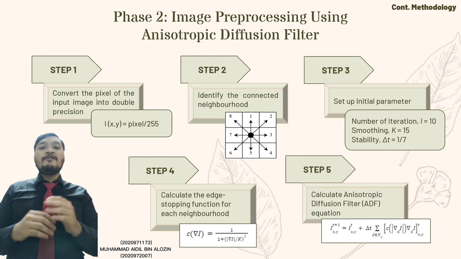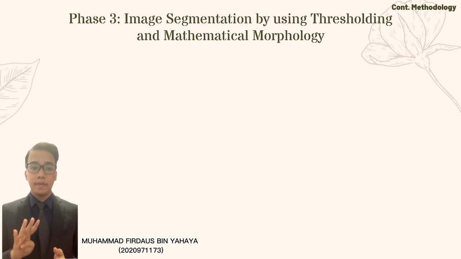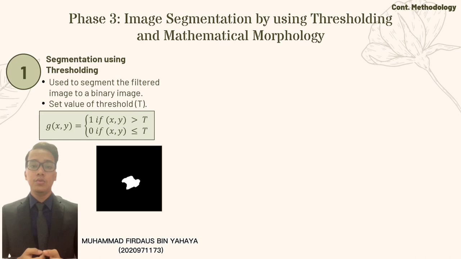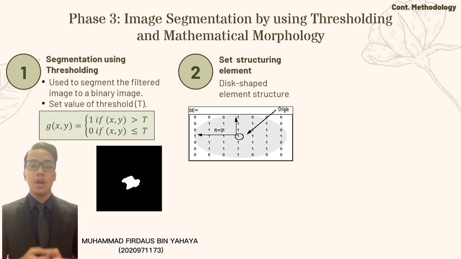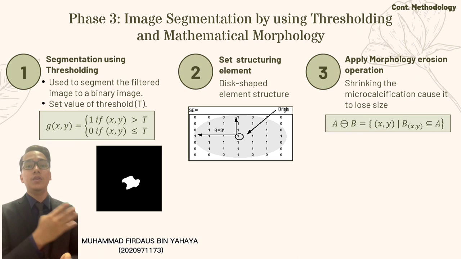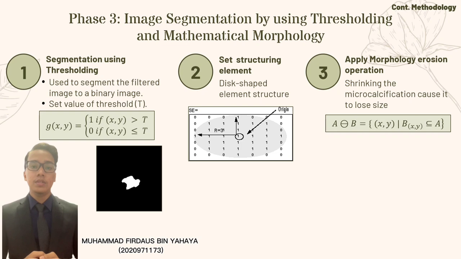Next, for the third phase, there are 4 steps in this phase. The first one is to select the value of thresholding T for the segmentation process. This value T will be used to divide the object pixels from the background pixels so that the desired object can be obtained. It will segment the image into a binary image that shows the region of interest. The second step is to determine the structuring element for the erosion operation, for which we will be using a disk-shaped structuring element with a radius of 1. The third step is to apply the erosion operation on the binary image, which will erode the microcalcification boundaries, causing it to lose size by a few pixels, resulting in a new eroded image.